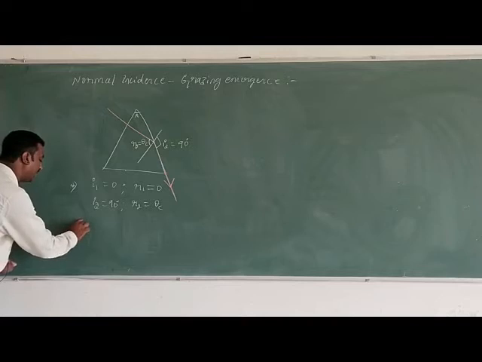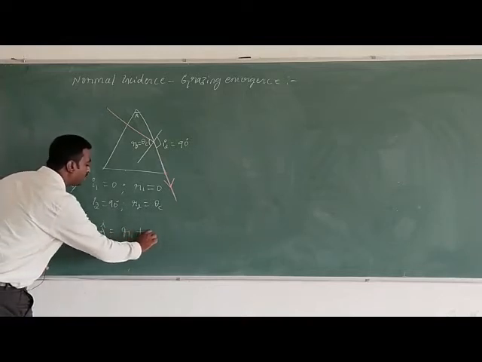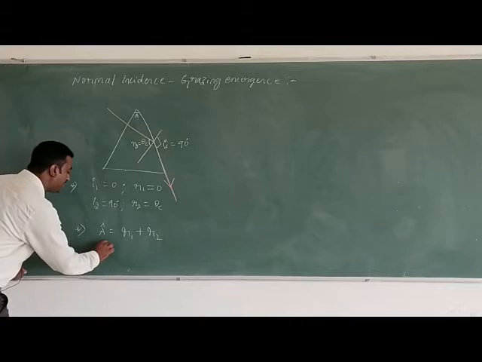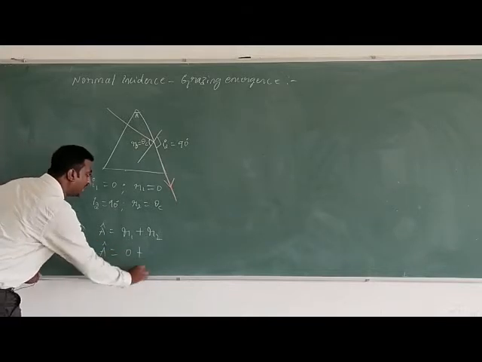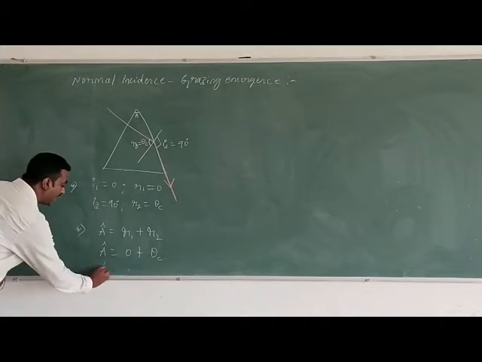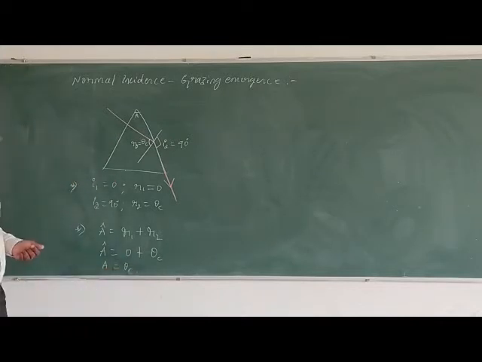Second, to calculate the angle of the prism, A is equal to R1 plus R2. So the angle of the prism A is equal to R1, whose value is 0, plus R2, which is equal to the critical angle theta c. So now we can write that the angle of the prism is equal to the critical angle, theta c.